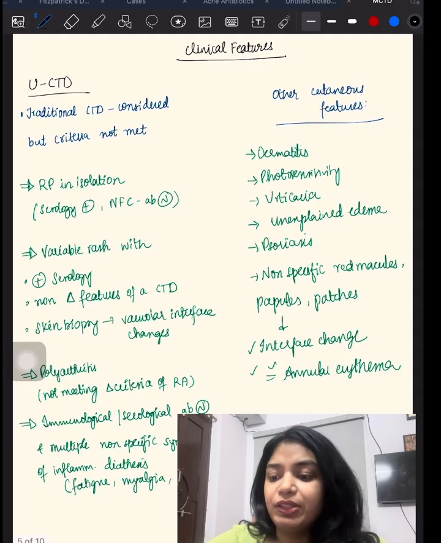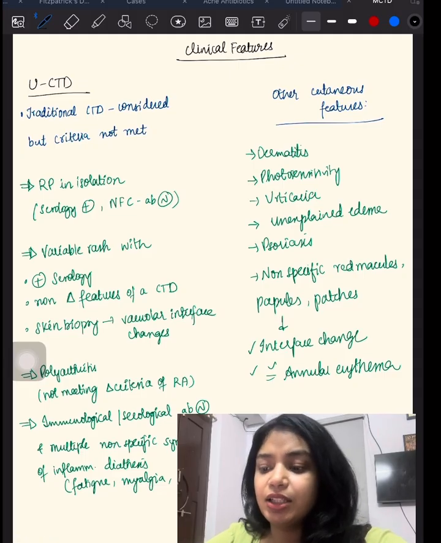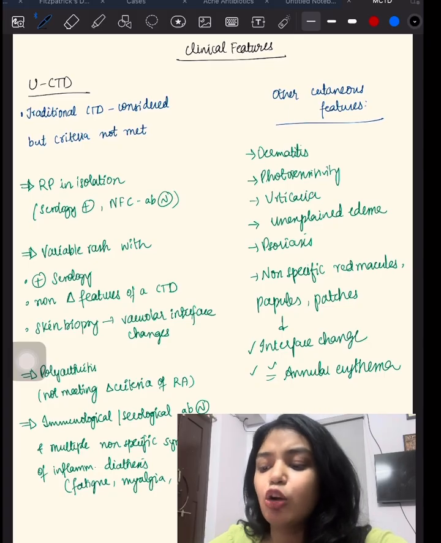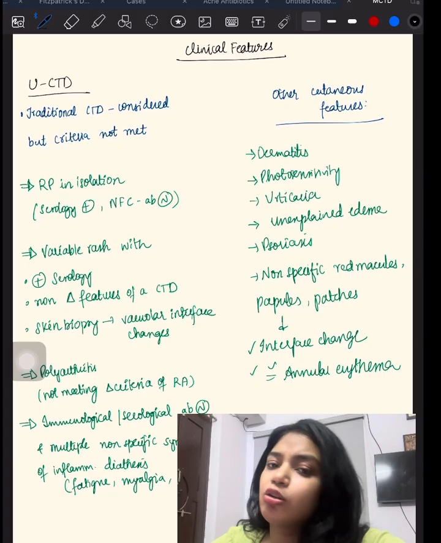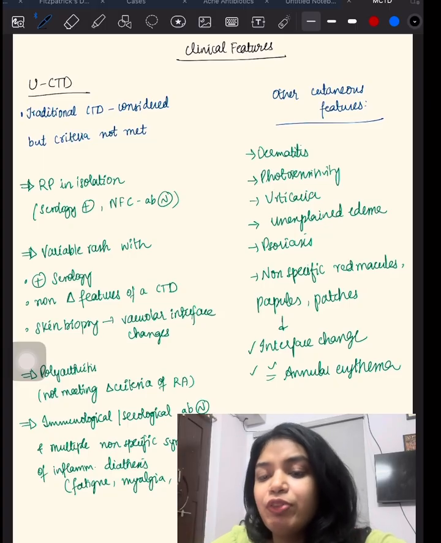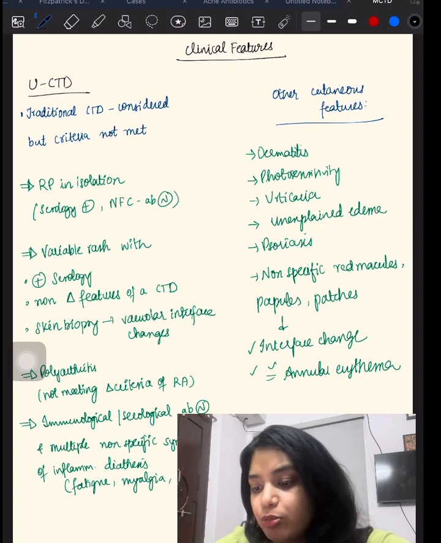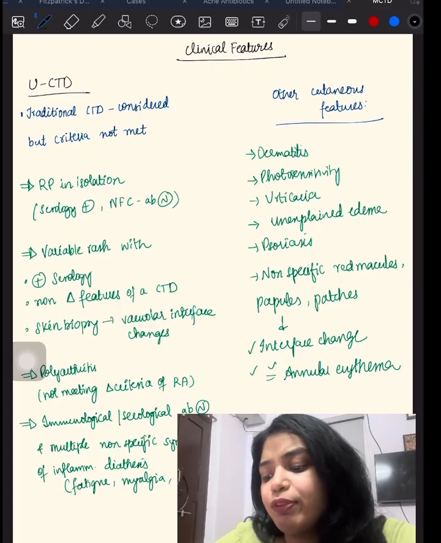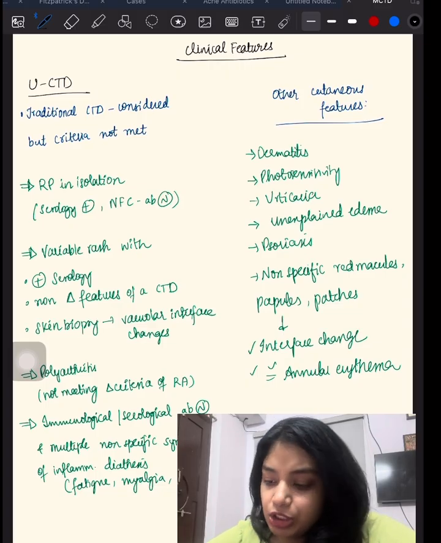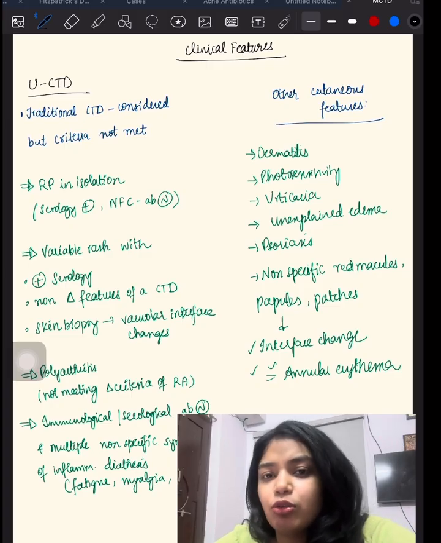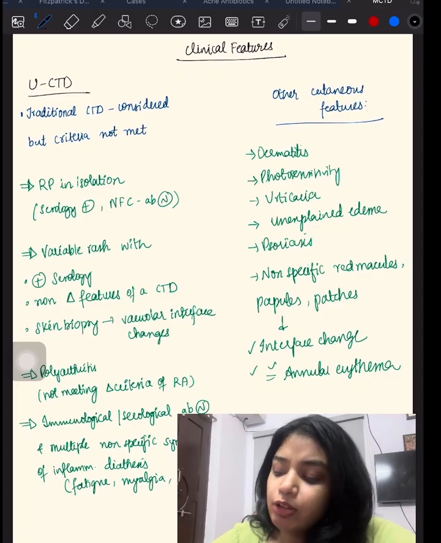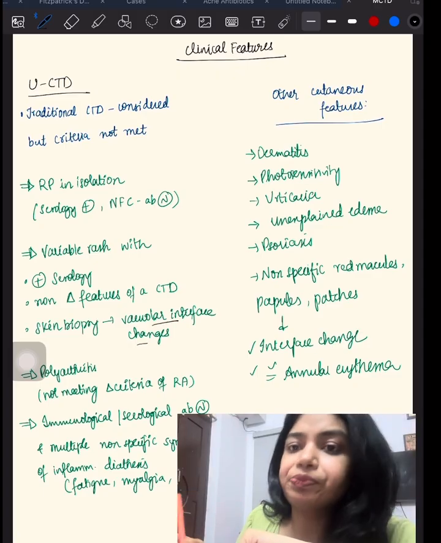Now coming to the clinical features. In undifferentiated CTD, it's basically where we are considering a traditional CTD, but the diagnostic criteria are not met. Usually they present with Raynaud's phenomenon in isolation, in which we find a positive serology. We find nail fold capillary abnormalities as well, but it is not meeting the complete diagnostic criteria of systemic sclerosis. Or we find a variable rash, again with a positive serology, and with non-specific features of a particular CTD. And when we do the skin biopsy, we will find vacuolar interface changes.